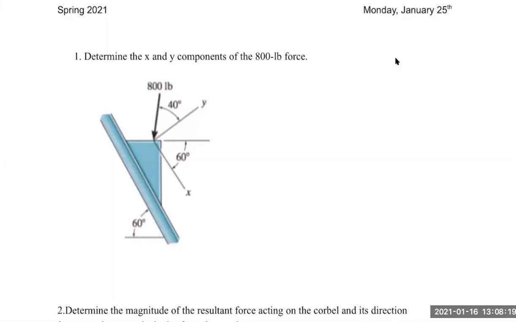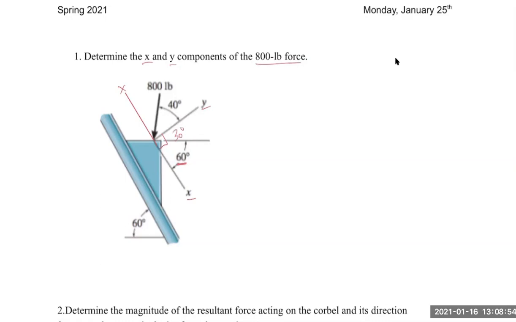Okay, guys, let's begin with our first example problem. The first problem says: determine the x and y components of this 800-pound force. Let's first begin by finding the angles. This is the x-axis. First we know that the x and y axes make up a 90-degree angle right here, and if we know that this is 60 right here, then 90 minus 60 is 30 right here.